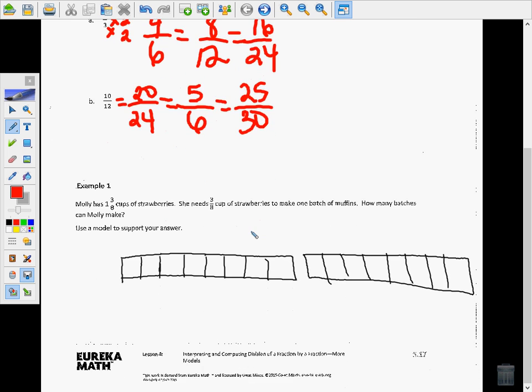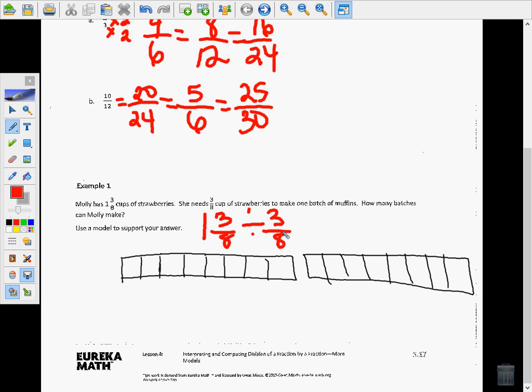So let's begin by looking at example 1. Molly has 1 3/8 cups of strawberries. She needs 3/8 cups of strawberries to make one batch of muffins. How many batches can Molly make? Use a model to support your answer. So hopefully you can recognize that this is a division type of word problem. We have to figure out how many 3/8 goes into 1 3/8. So your division problem would be 1 3/8 divided by 3/8.